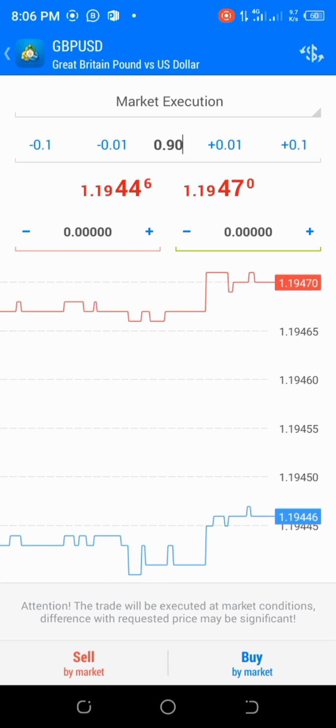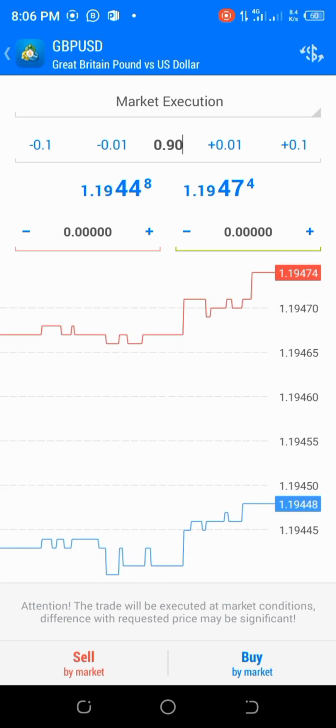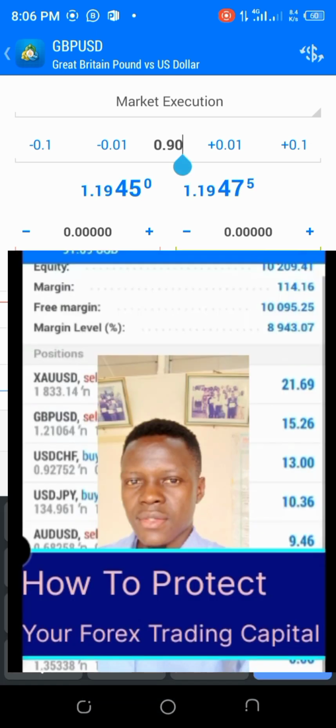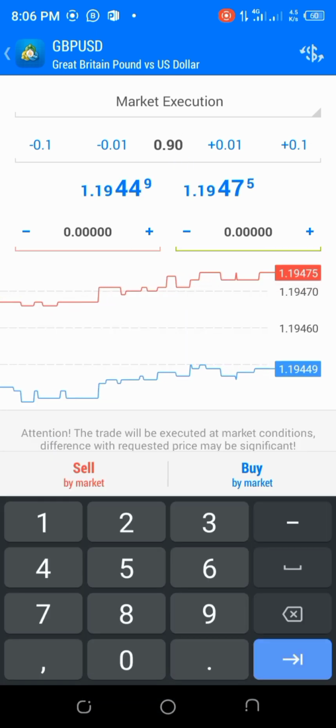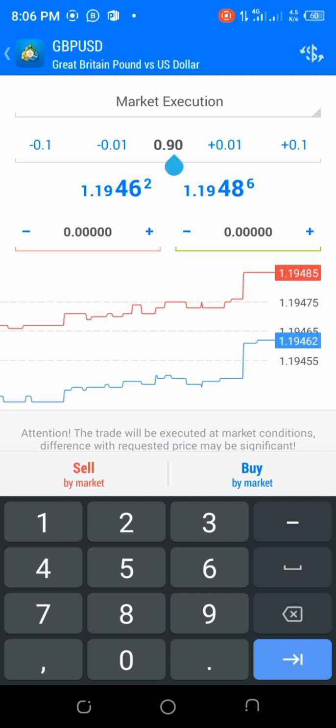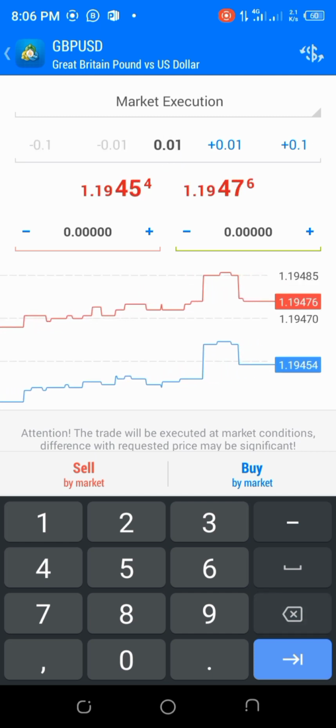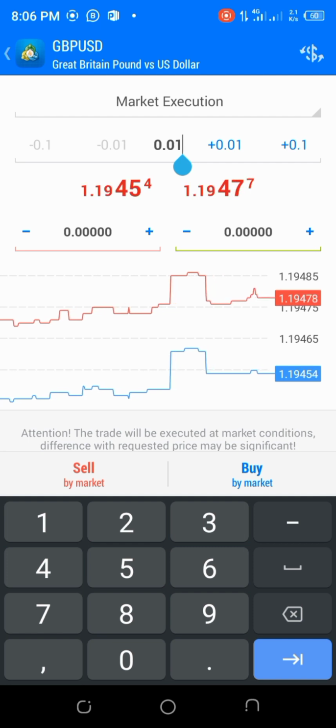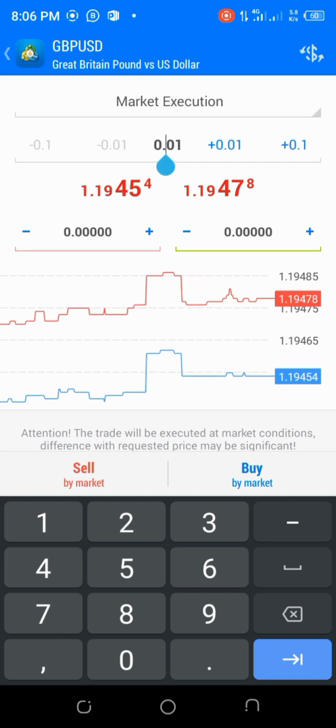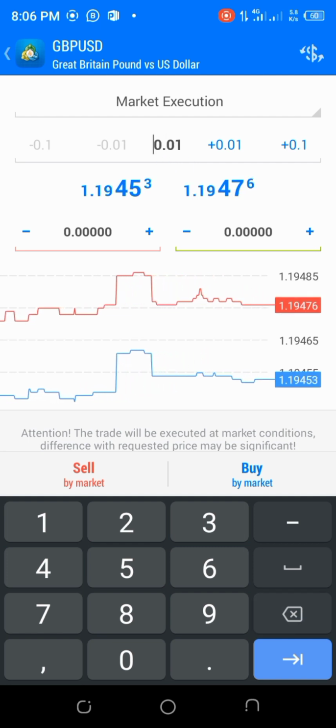So now let's talk about the standard loss size, which is the loss size of 1. I hope you understand. The standard loss size is the one with 1.